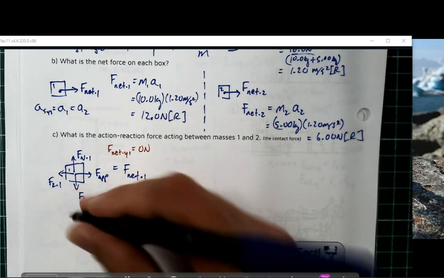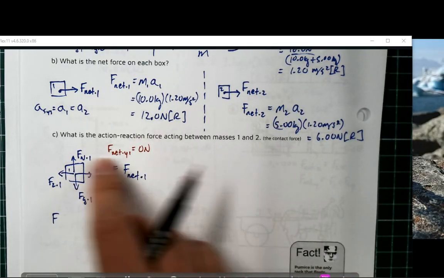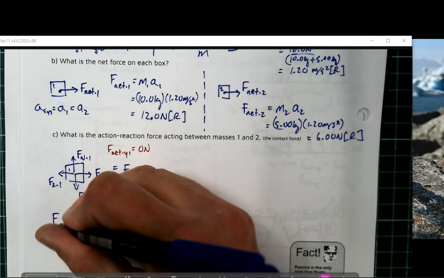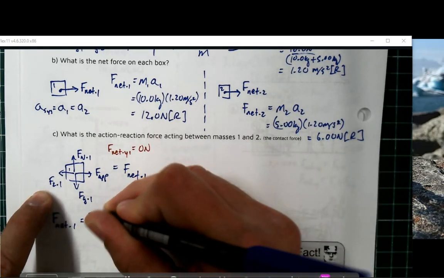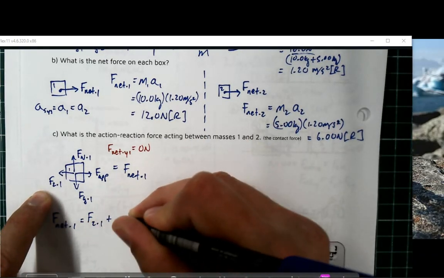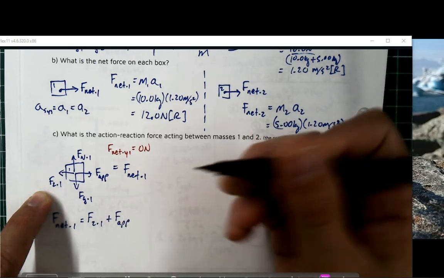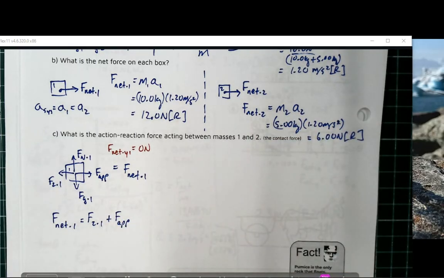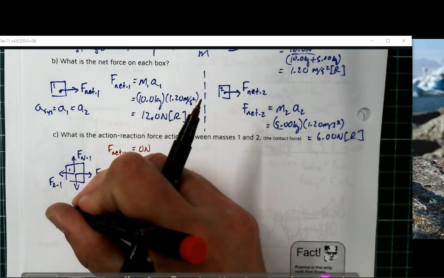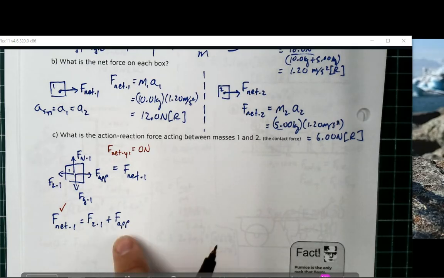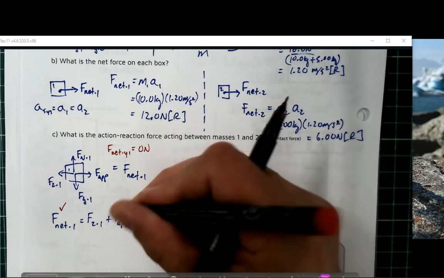Okay? But then I can say, hey, from this equation-generating picture, I make the statement F net 1 equals force of 2 acting on 1 plus F applied. Now it turns out that I've actually already calculated F net 1. We just did it in part B. What's F applied? Oh, that was given to us at the beginning. It's 18.0 newtons. I know it.